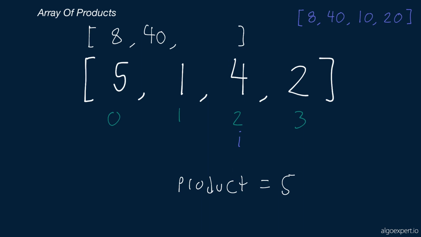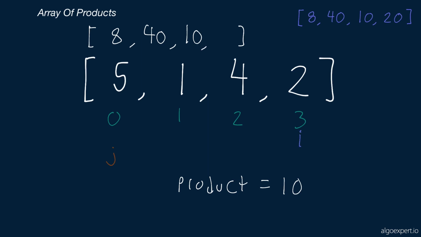Now we move j over once again. We see j is not equal to i, and so we multiply our product by this value. This value is a 2, and so what that gives us for our product is a 10. We have now finished iterating through j, so we can reset j. j can go all the way back here. We can now add our product to the output array, and then we can move i over.